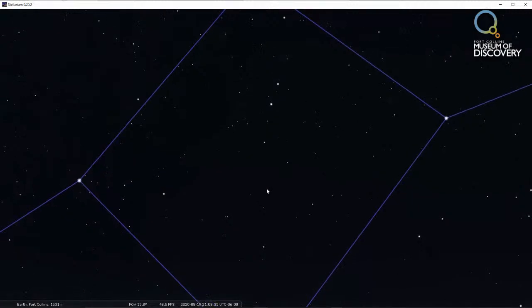And if we zoom in here, we can see that this square is teeming with very faint stars that are difficult to see with the naked eye, but you should be able to pick them out with binoculars or a telescope.